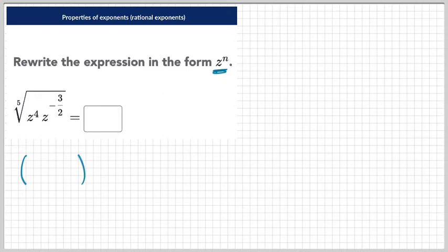And then that radical has an index number or a root number of 5. And so we're going to write it like this, okay? 1/5 power, okay? So what's inside? It's z to the 4th. And then z to the -3/2.